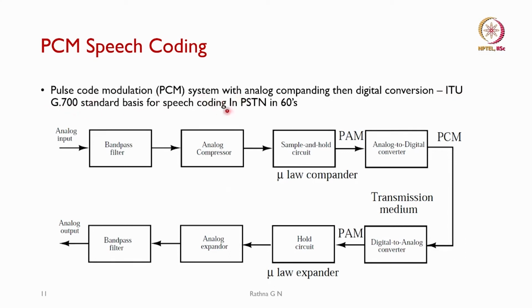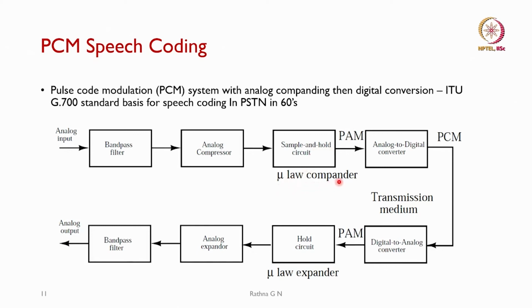In our PSTN in the 60s, in our digital lines, whatever telephones we had in the 60s were given by this. So, you will see that this is an analog input, then we have a band pass filter, then we will have the analog compressor here, and then a sample and hold circuit.